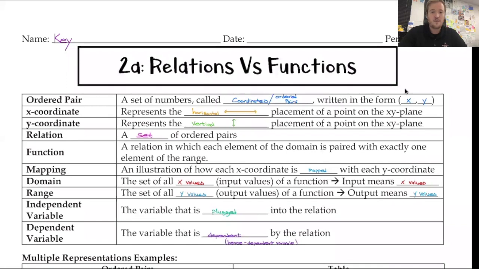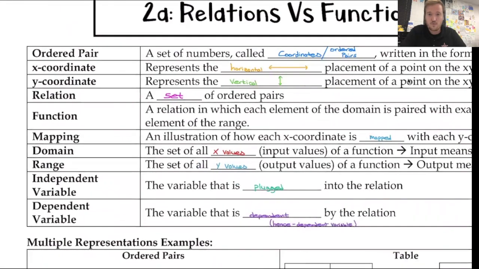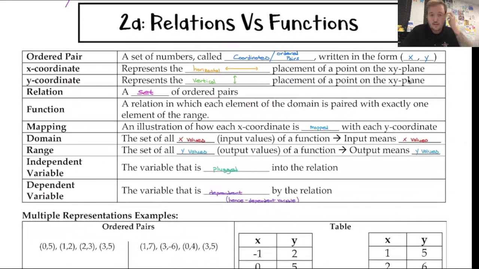Hello, everyone. All right, so we're going to begin Unit 2 by talking about relations versus functions. So we have a lot of vocabulary that we're going to have to cover and be aware of in order for us to really be successful in this unit. So the first one we're going to take a look at is called an ordered pair.